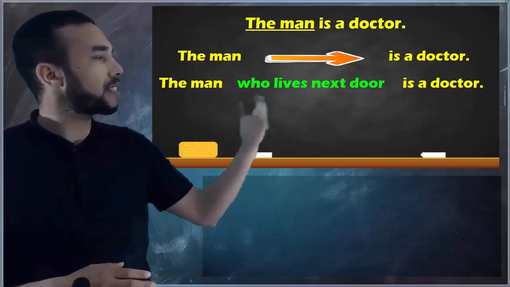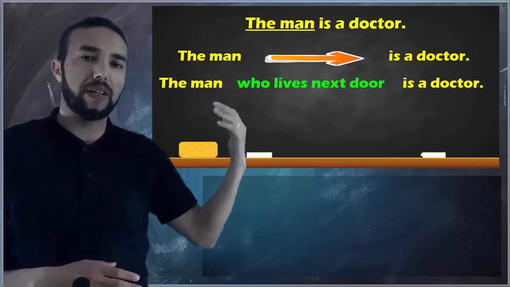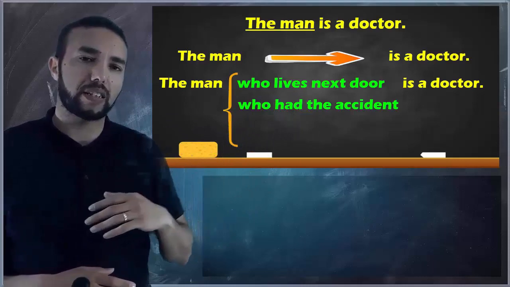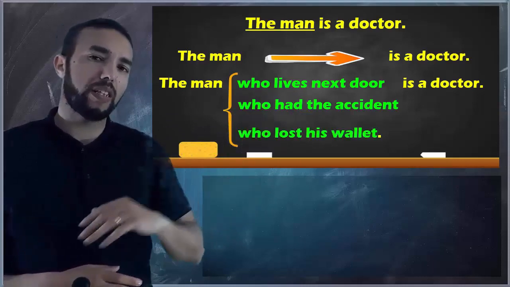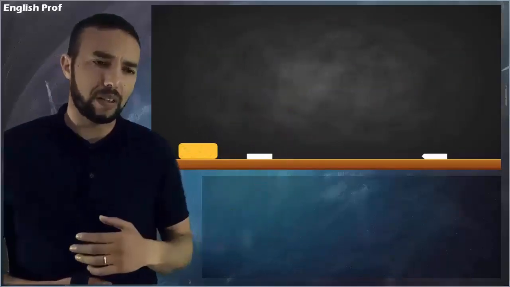So this is the second case where you have a noun. We start with a noun. Say the man who lives next door, the man who had the accident, the man who lost his wallet is a doctor. We could use another example.